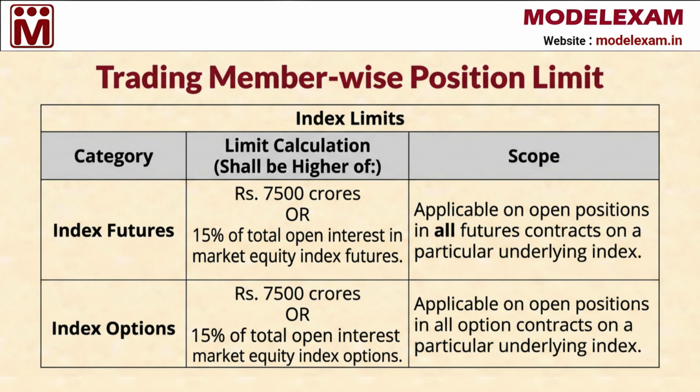Moving up to the next level, we have the trading member wise position limits for index derivatives. These limits apply to the brokers or trading members themselves. For index futures, the limit is set at whichever is higher between two figures. Those figures are rupees 7,500 crores or 15% of the total open interest in the entire market for index futures. This limit applies across all open positions on a specific underlying index. The exact same rule and calculation applies to index options as well. The limit is the higher of rupees 7,500 crores or 15% of the total market open interest for those index options.